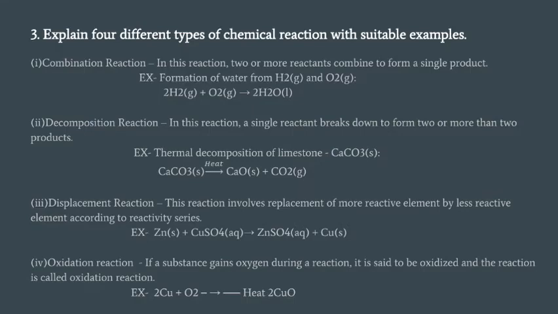The fourth type of reaction is oxidation reaction, in which a substance gains oxygen or loses an electron during a reaction. For example, when copper is heated in the presence of oxygen, it forms copper oxide. So we can see oxygen is added to the copper atom. So this is an example of oxidation reaction.